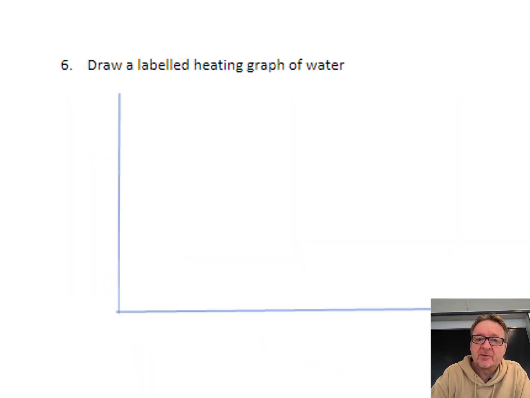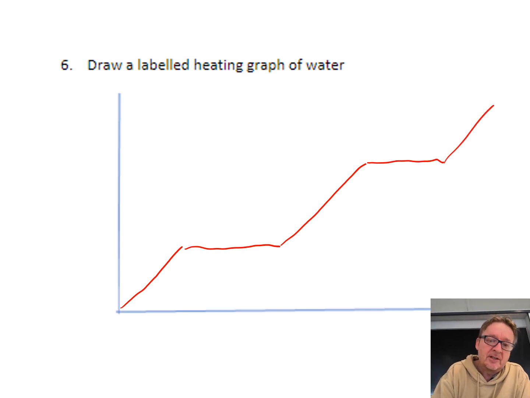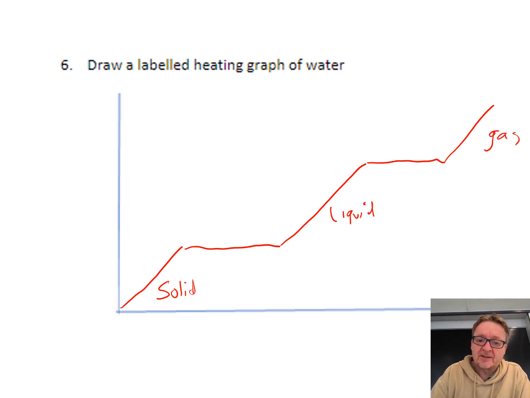Okay, draw a labelled heating graph of water, so line, across, should be using a ruler really, line, across, and then potentially a line. So at this point here, it's a solid. At this point here, it is a liquid. And at this point here, it's a gas. Then what we've got to do is we've got to chuck in our words.